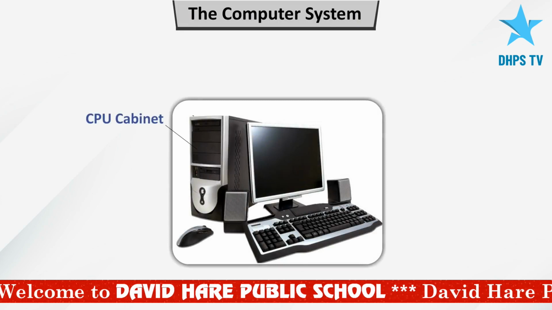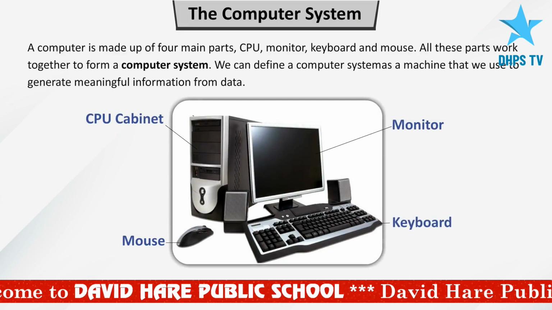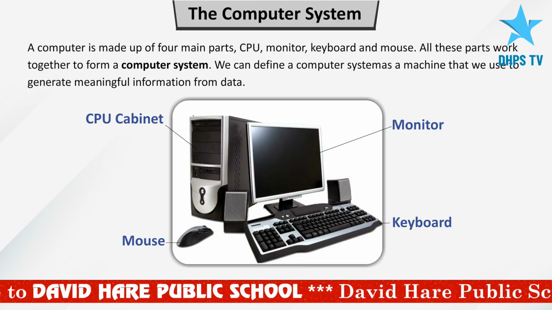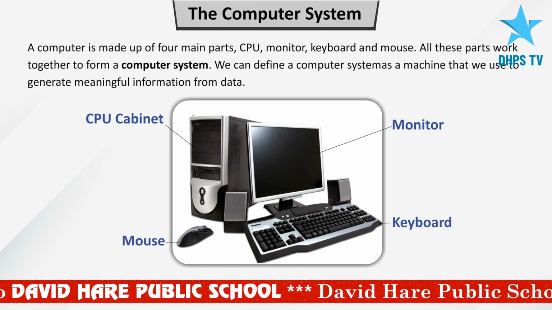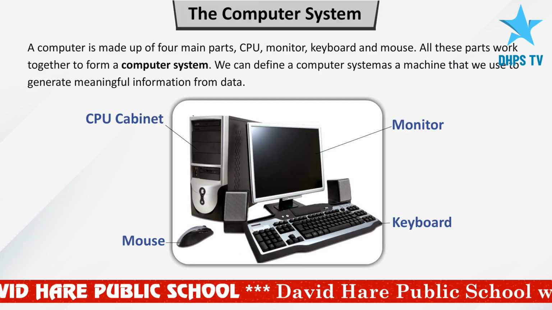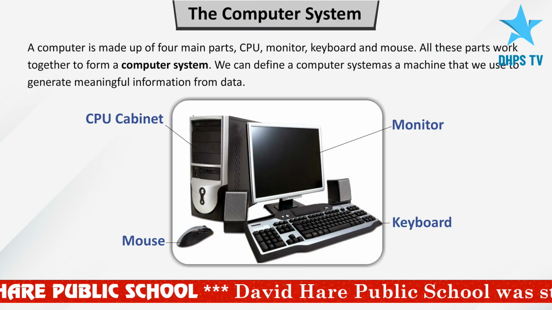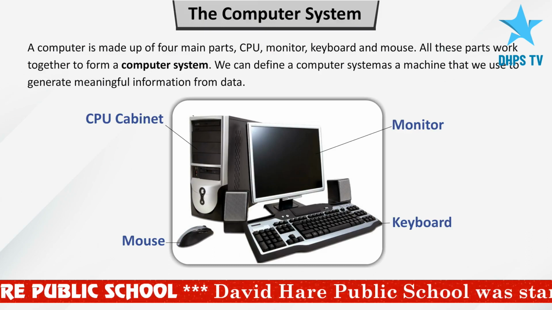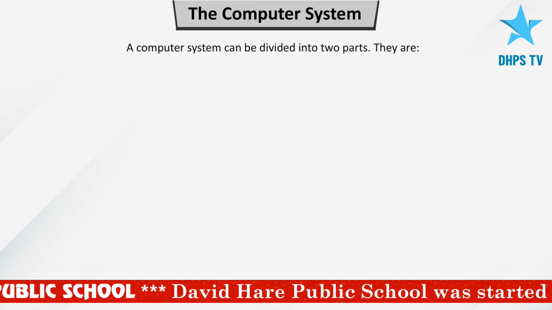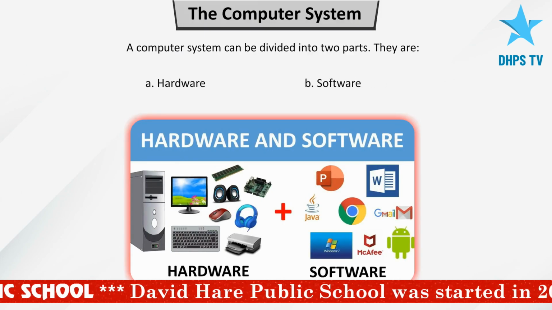Computer system, CPU cabinet, monitor, mouse, keyboard. A computer is made up of 4 main parts: CPU, monitor, keyboard and mouse. All these parts work together to form a computer system. We can define a computer system as a machine that we use to generate meaningful information from data. A computer system can be divided into 2 parts. They are A. Hardware, B. Software.